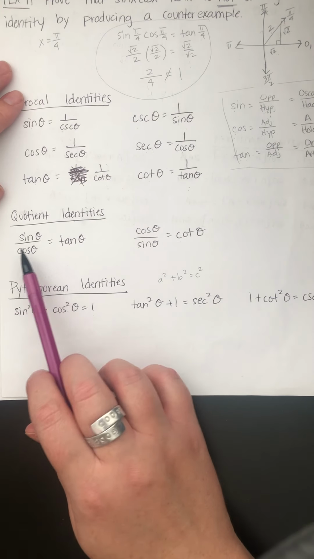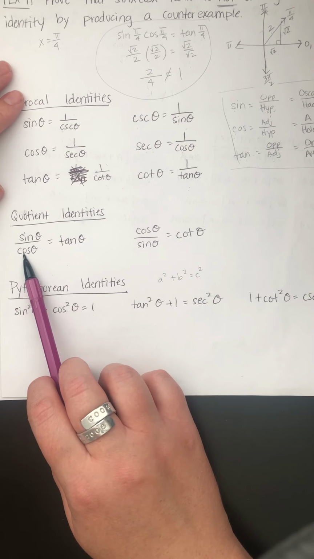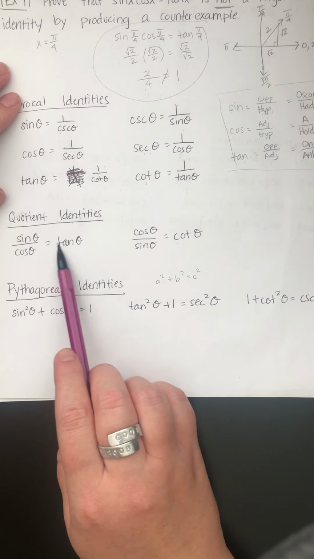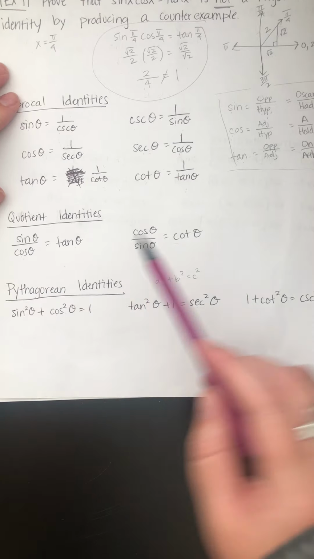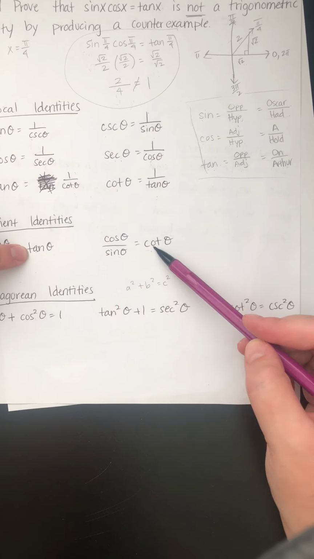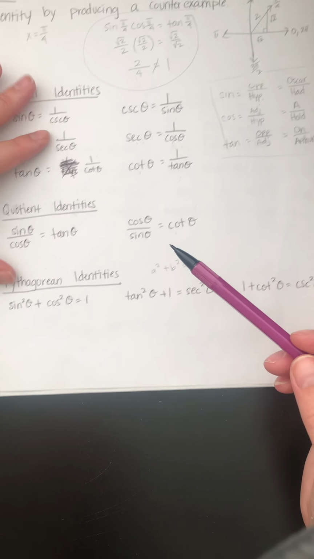Quotient identities. Sine of theta over cosine of theta equals tangent, which again I said up here. Tangent is the same thing as sine over cosine. Cotangent is cosine over sine. You just flip it over because tangent and cotangent are reciprocal identities.